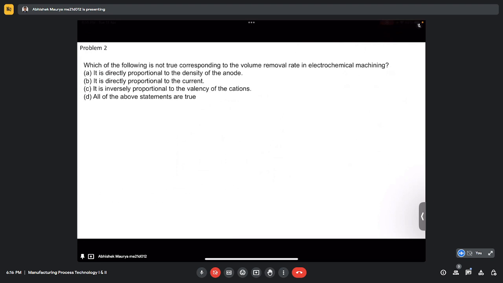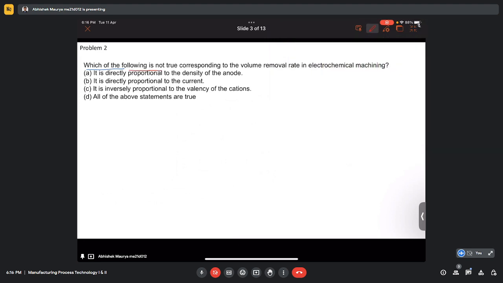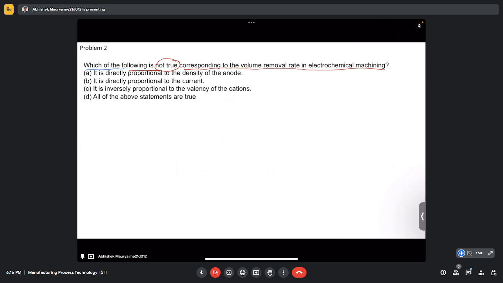Okay, so what has been asked in the problem? Which of the following is not true corresponding to volume removal rate in electrochemical machining? So these are the options. It is directly proportional to the density of the anode. It is directly proportional to the current. It is inversely proportional to the valency of cations, or all statements are true.